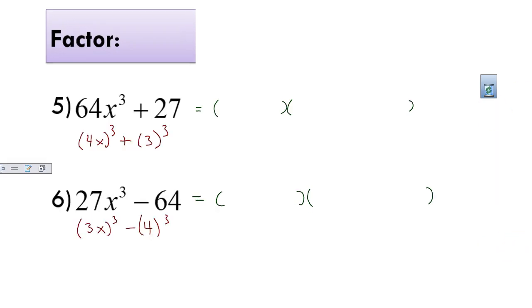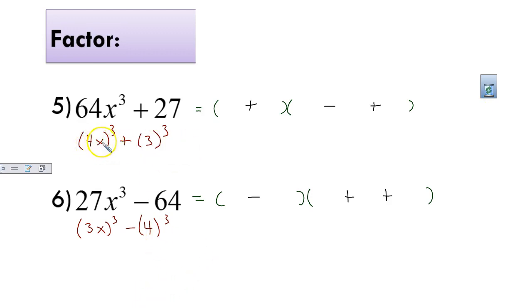All right, again, let's start with our signs using SOAP. Same, opposite, always positive. Same, opposite, always positive. So the same comes from whatever sign you start with, and then you change it to the opposite, and the last one's always positive.